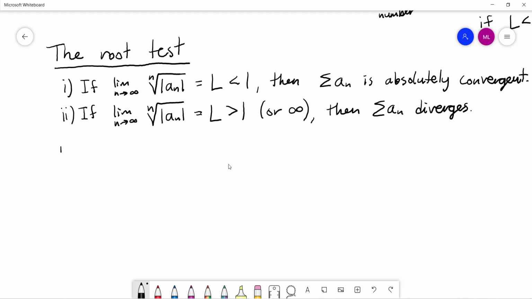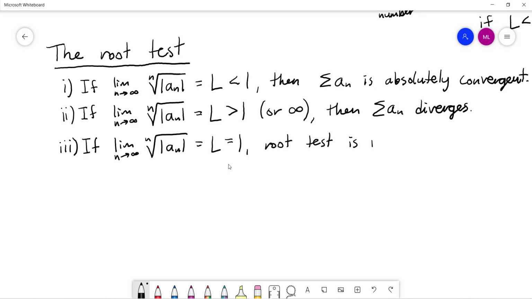And lastly, as with the ratio test, the third case is what happens if it's exactly equal to 1. If it's equal to L, which is just equal to 1, then again, the root test is inconclusive. It doesn't work. It doesn't tell us one way or the other whether the thing is convergent or divergent.